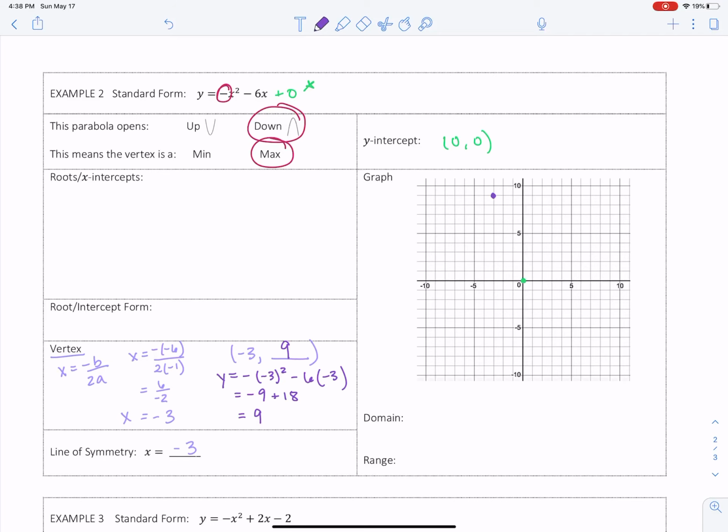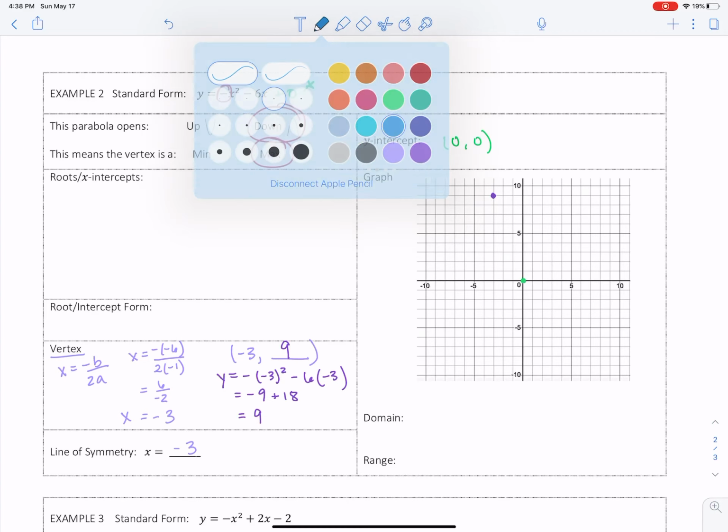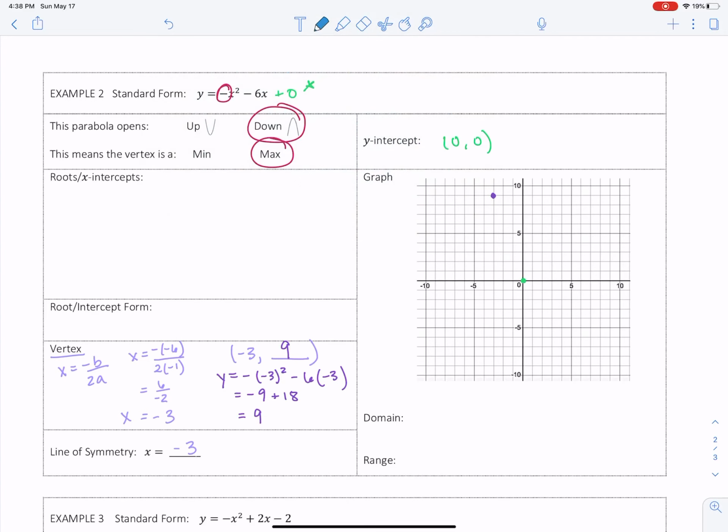Okay, now before I graph this, what I'm actually going to do is my root form next. So my root form is 0 is equal to, and then we plug it in. So we have negative x squared minus 6x. Again, I'm going to factor this. Hopefully you see that there is a GCF, my favorite. Love a GCF. So 0 is equal to, I like to pull out the negative with the x plus 6.